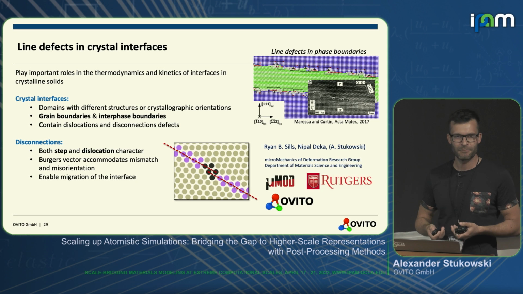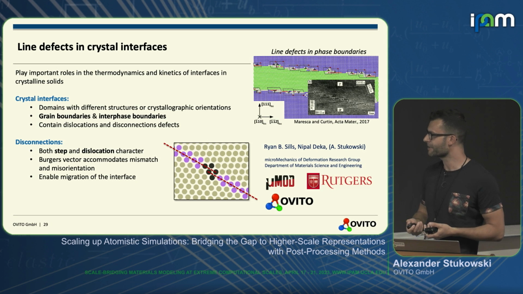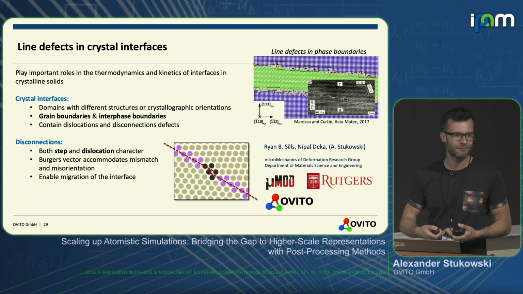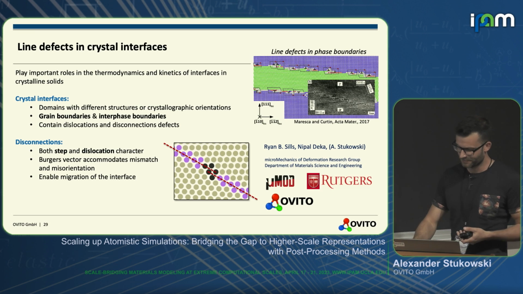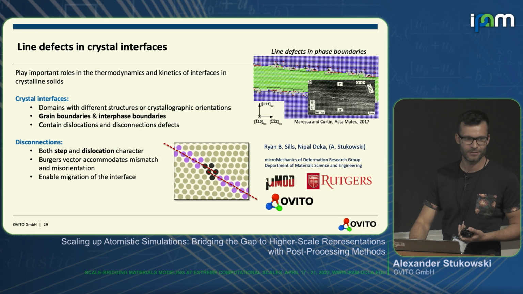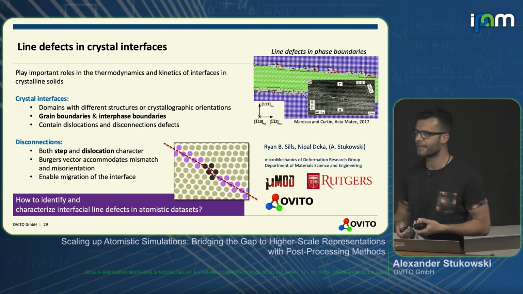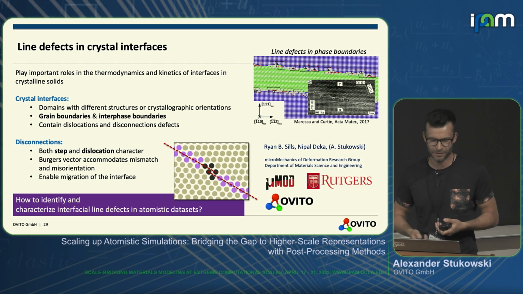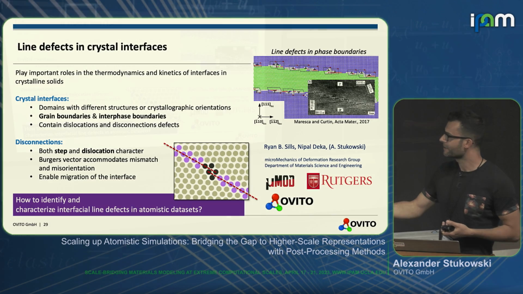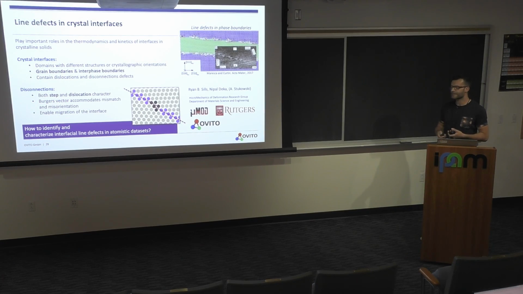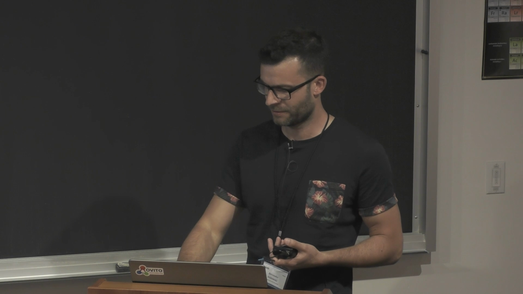They are difficult to identify by hand, or very cumbersome, because they represent, of course, defects inside of other defects in some sense. And it would be really helpful to have a fully automated computational method that can identify interfacial defects for us and determine these properties. So Ryan Sills and his postdoc Nipal Dekar set out to develop such a method. I was just a contributor to this work, but I think it showcases very nicely what you can do with OVITO nowadays, because this entire machinery has been developed using our technology.